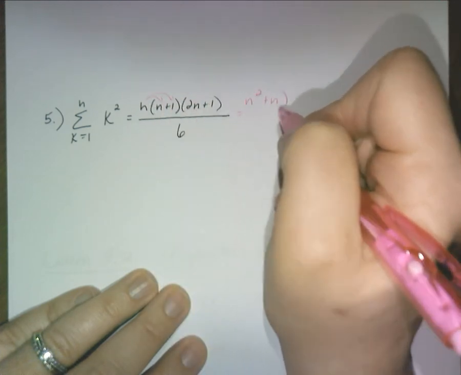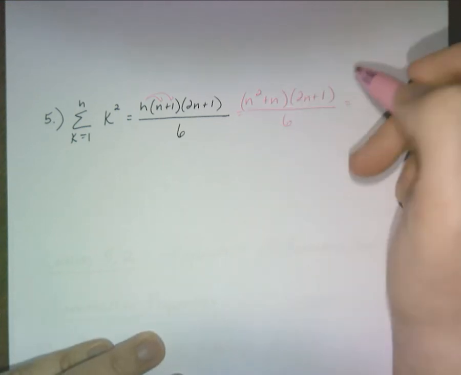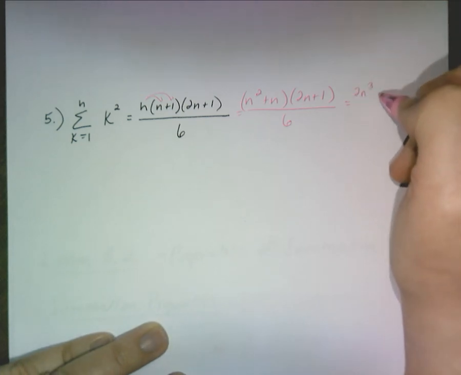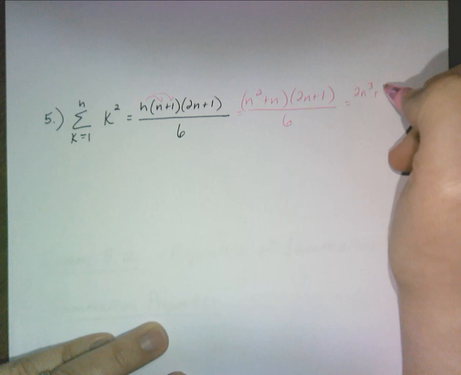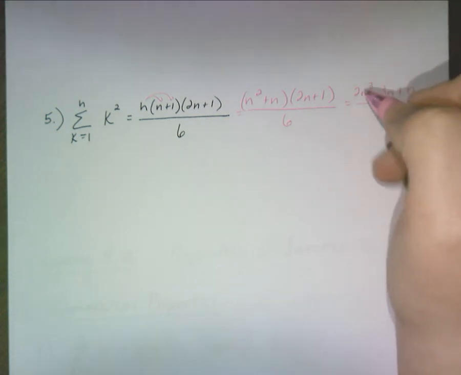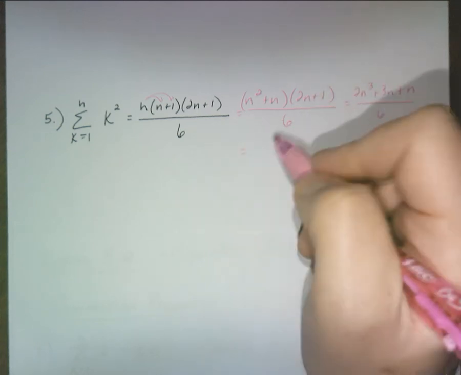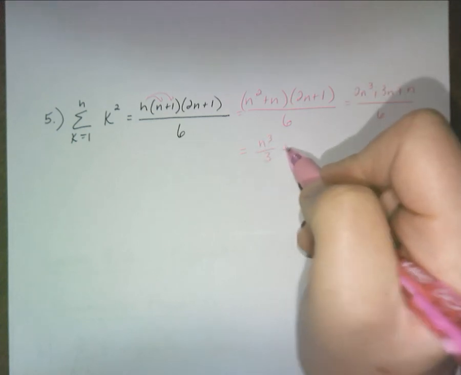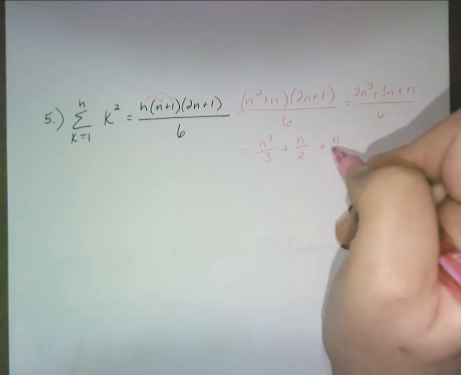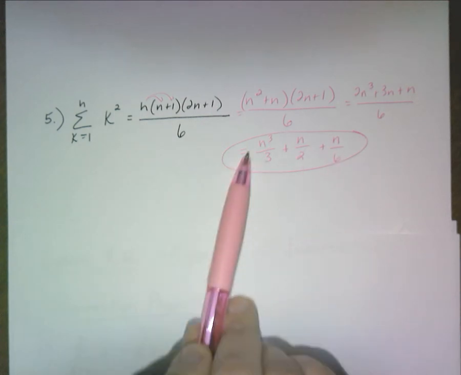n squared plus n times 2n plus 1 over 6, which is going to be 2n cubed plus 3n squared plus n over 6. And then we're going to separate it into fractions. So it's going to be 2n cubed over 6, which reduces to n cubed over 3, plus 3n squared over 6, which reduces to n squared over 2, plus n over 6. So again, I would say write this and this one.